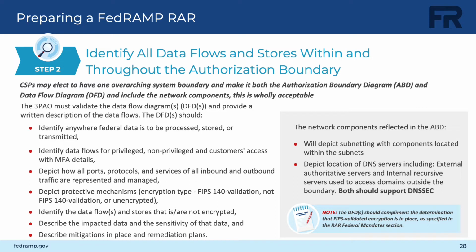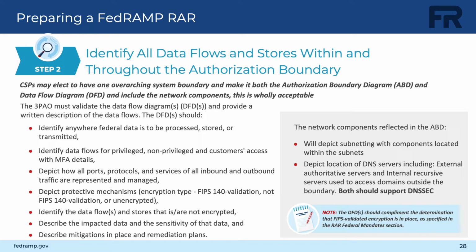The network components reflected in the ABD, or Authorization Boundary Diagram, will also depict subnetting with components located within the subnets. It will depict location of DNS servers, including external authoritative servers used by customers to access the CSO, or internal recursive servers used to access domains outside the boundary. Note, both of these should support DNSSEC.